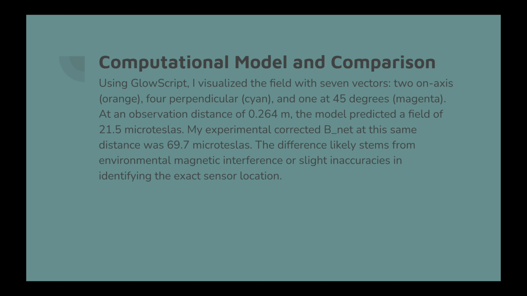Using GlowScript, I visualized the field with 7 vectors: 2 on-axis orange, 4 perpendicular cyan, and 1 at 45 degrees magenta. At an observation location of 0.264, the model predicted a field of 21.5 microteslas. My experimental corrected value at the same distance was about 69.7 microteslas. The difference likely stems from experimental magnetic interference or slight inaccuracies in identifying the exact sensor location.